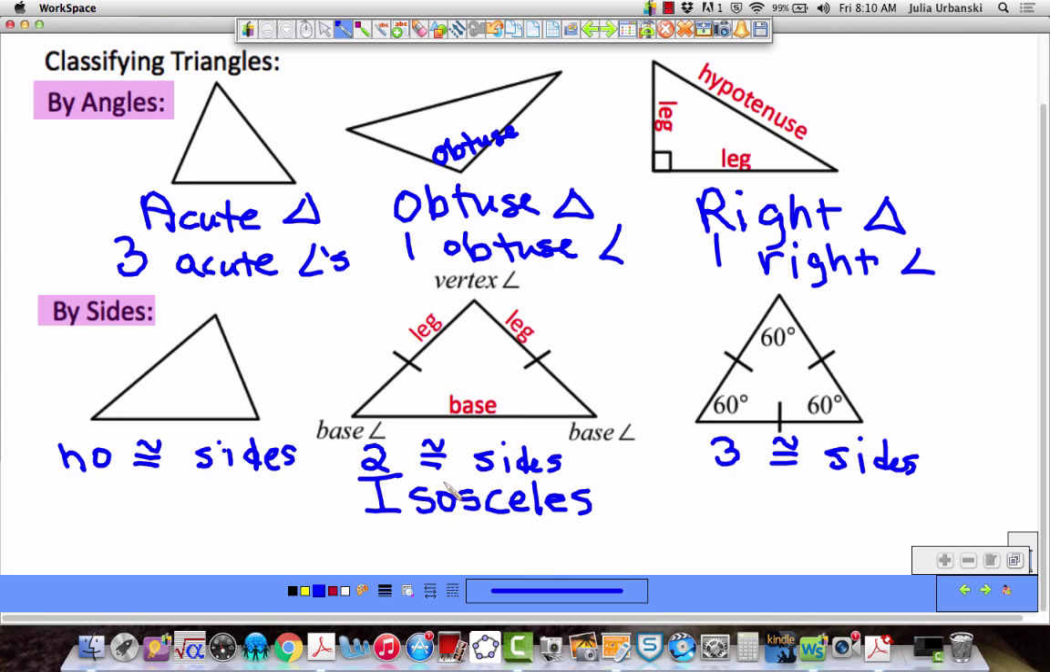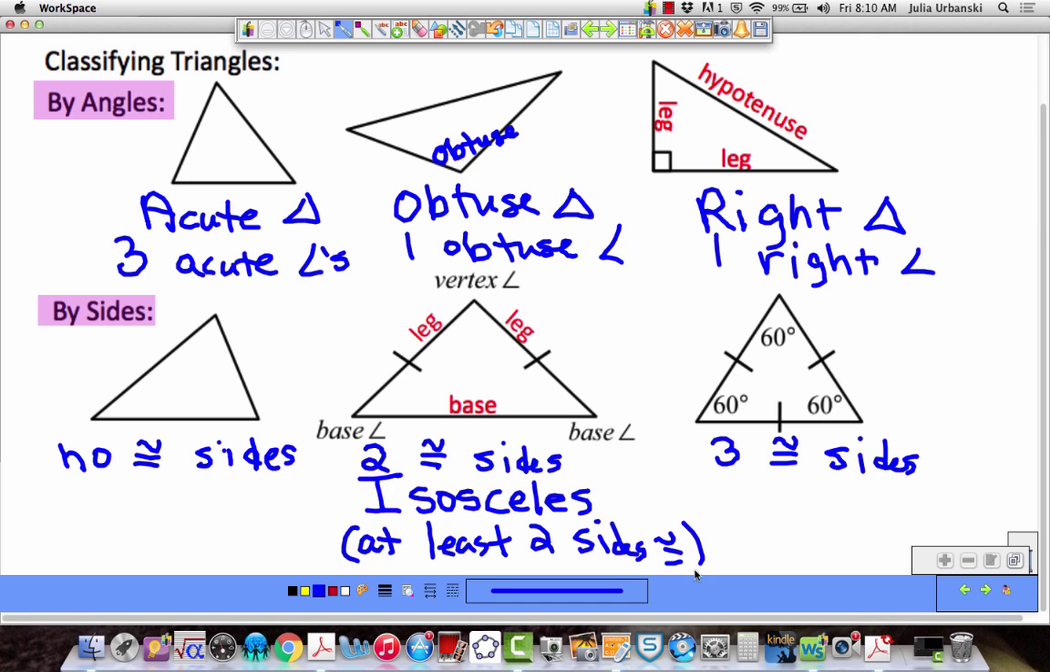But the thing is, it doesn't have to have exactly two sides. It has to have at least two sides congruent. So some of these can be named more than one way. At least two. Sorry, I'm talking. Can't talk and write at the same time. It could have three. So that means two or more. At least two sides congruent.